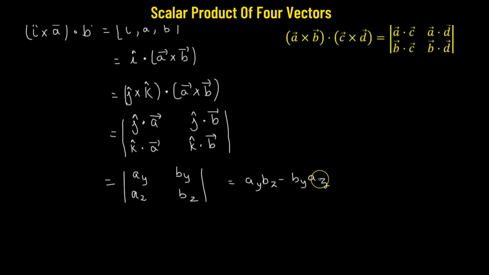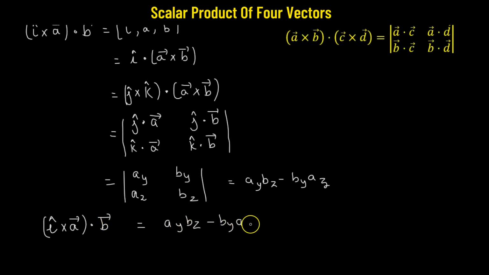So that means we have obtained, let's write it down, I cap cross A vector dotted with B vector is equal to AY BZ minus BY AZ. And this is also, if we take the cross product between vector A and B and consider its X component, going to give us AY BZ minus BY AZ. So let's call it equation number 1.